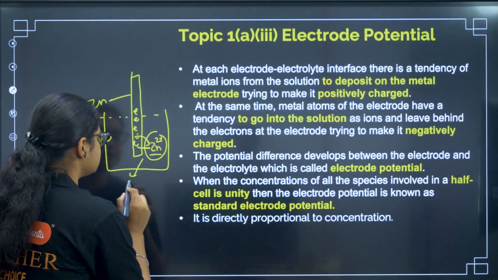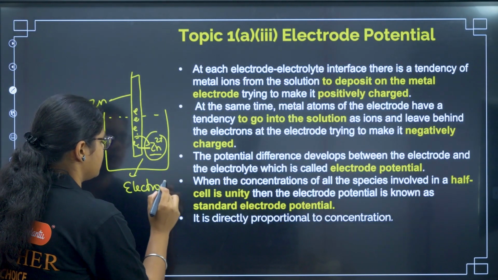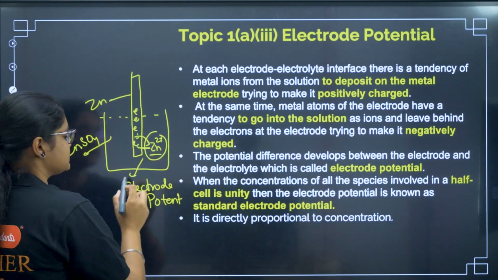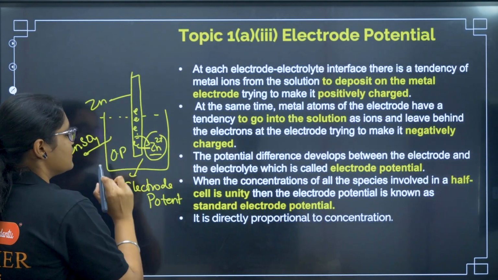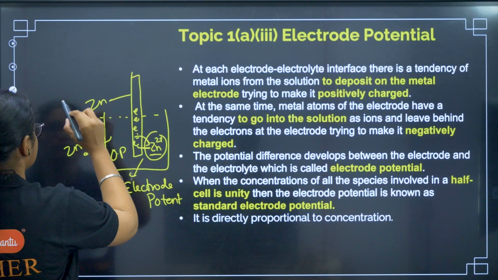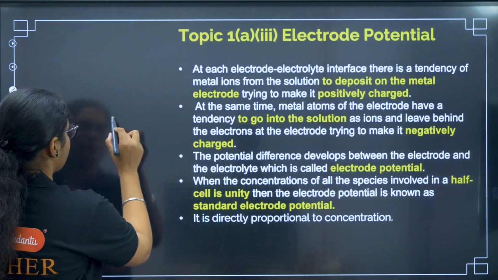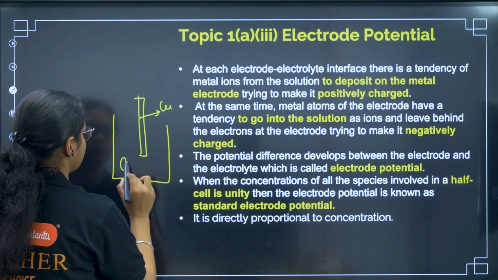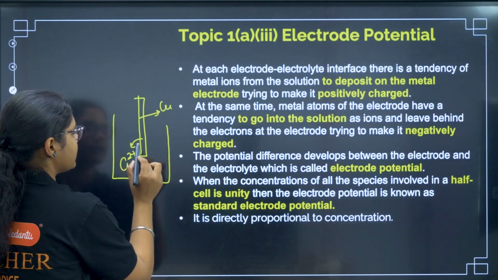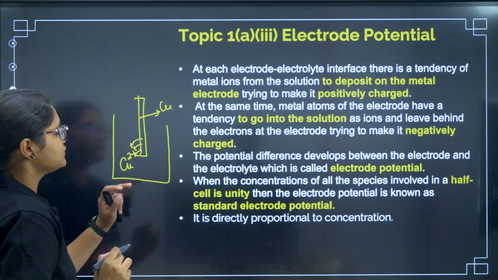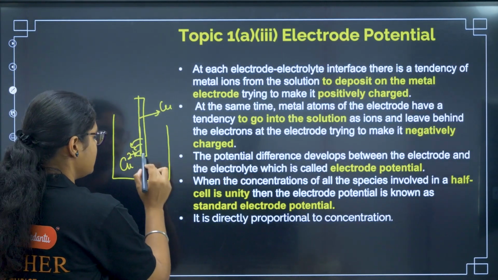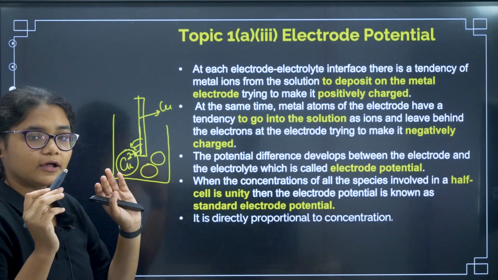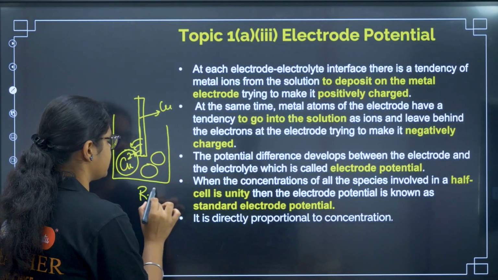This potential is called electrode potential. Since Zn is undergoing oxidation, this is called oxidation potential. Now see the other side where we have the copper rod. If the copper rod is taken with copper 2 plus solution, what is happening? Electrons are coming out, right? So here also a charge is developed between the rod and the solution present outside. Due to this, the potential developed is called reduction potential.